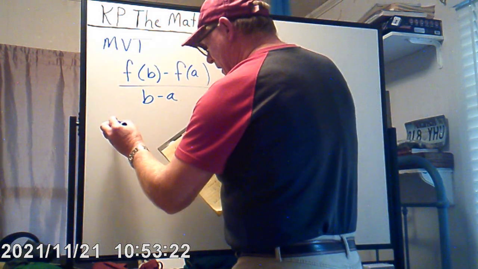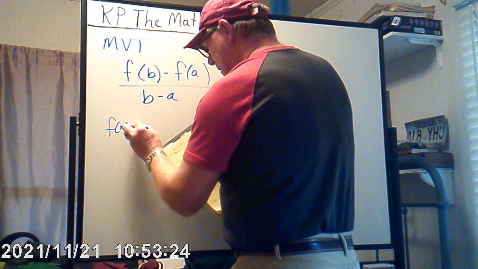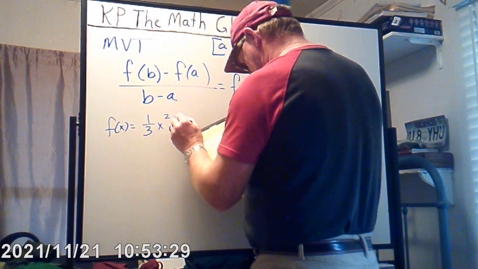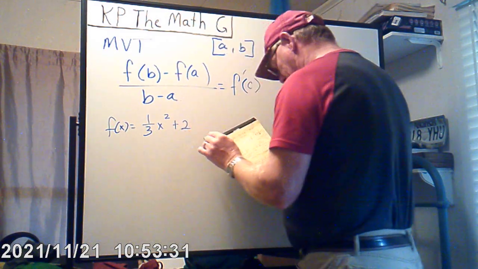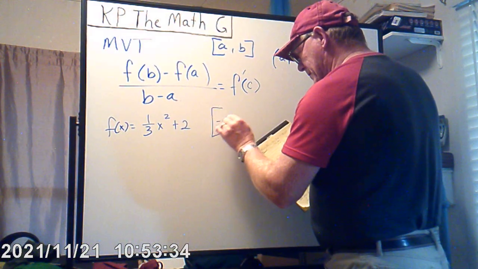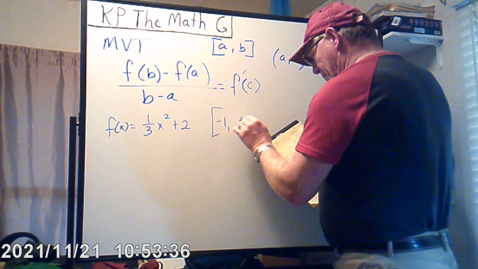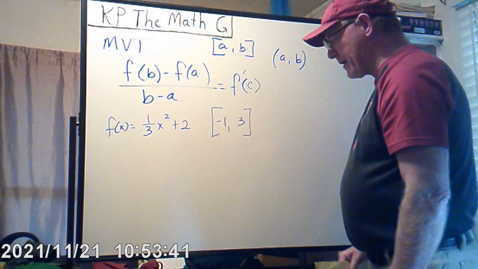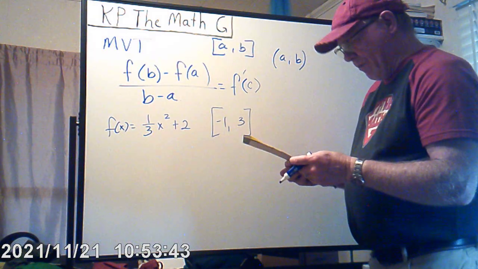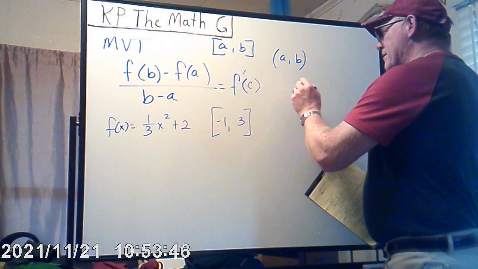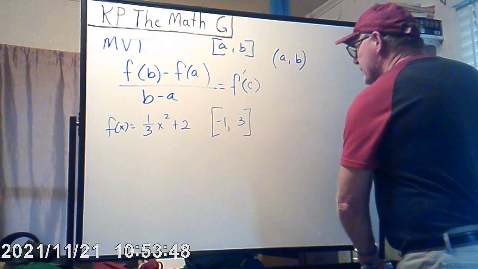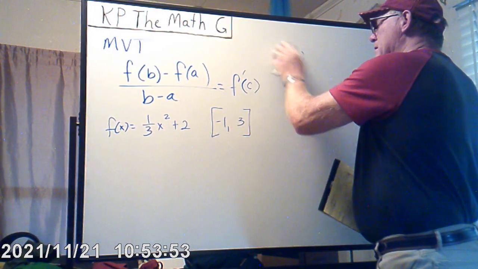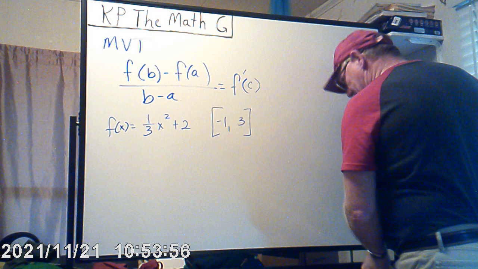Okay, so let's say L at x is equal to 1/3 x squared plus 2. We're on the closed interval from -1 to 3. And then we want to find a C. Let's just put it over here. Let's erase this up here. I want to have plenty of room up here.